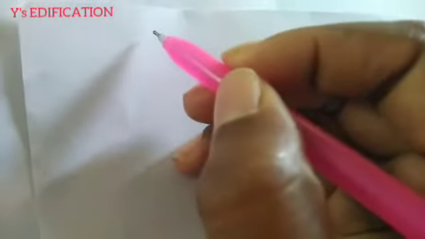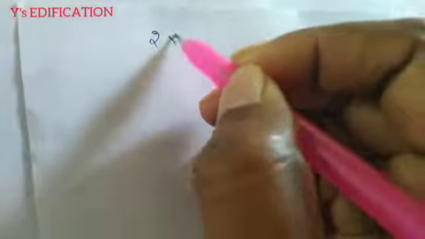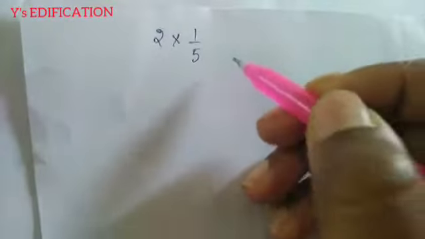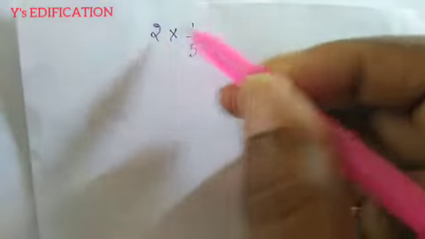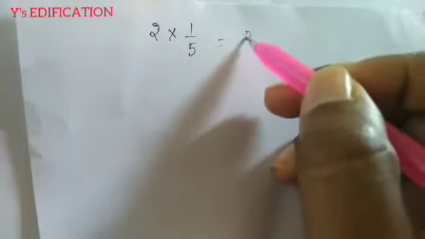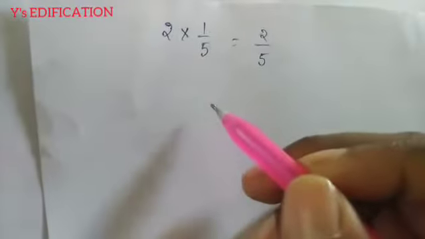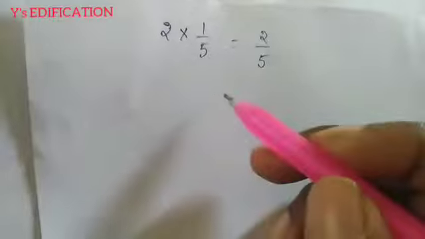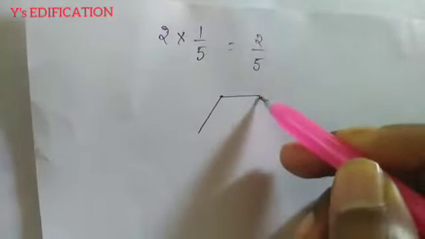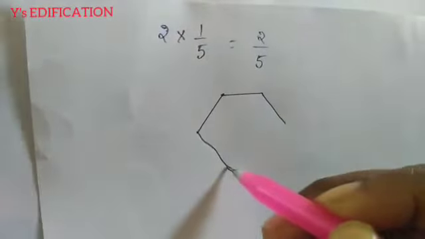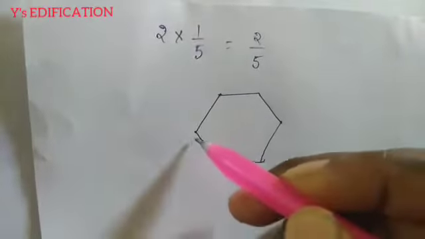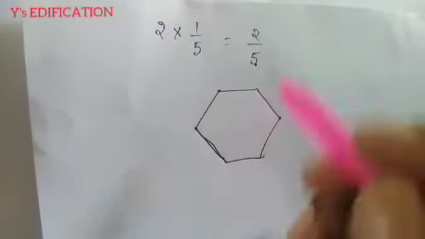Okay, one more example I am doing. I want to represent 2 into 1 by 5. Okay, 2 into 1 by 5 pictorially. So 2 into 1 by 5, that means 2 into 1 is 2 by 5. Okay, I am going to take a figure. We can take any figure we want. Okay, so I have to divide this into 5 equal parts.